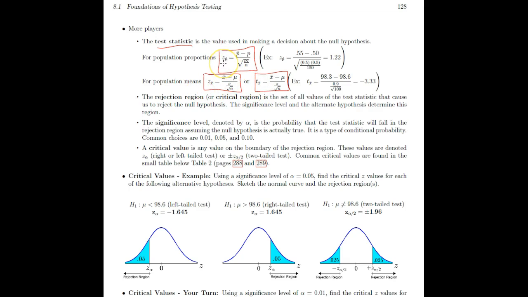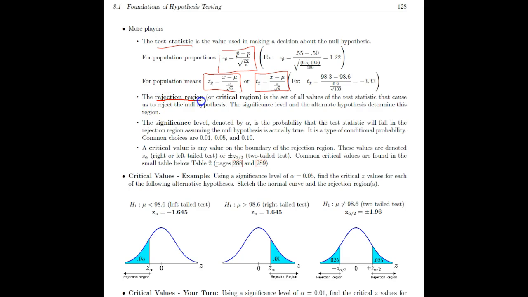So that's really all they are, is just z-scores or t-scores. And then what we're going to do is use those z-scores or t-scores, the test statistics, to find the probability of getting that value. Kind of like how we've been doing in Chapter 6 with normal distributions. So some more definitions here.